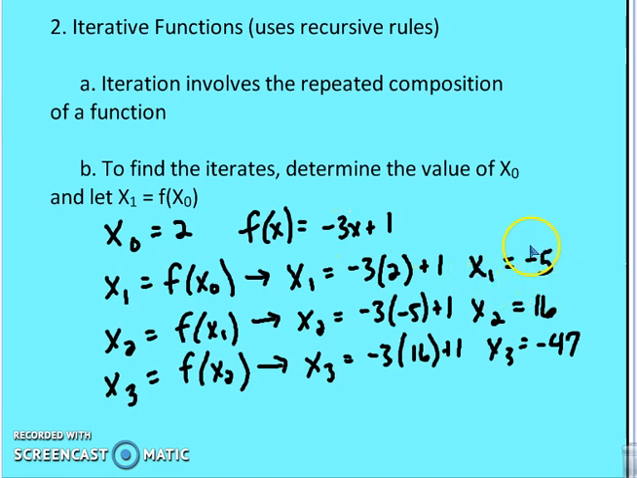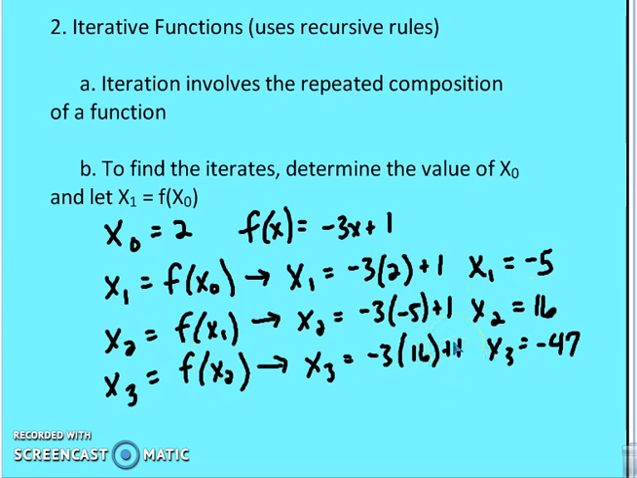Then I'm going to take the value for x sub 1 and substitute it into the function to find x sub 2. Negative 5 times negative 3 is 15. 15 plus 1 is 16. x sub 2 is 16. And I'm going to take x sub 2 and substitute it in for x in f of x to find x sub 3. 16 times negative 3 is negative 48, plus 1, negative 47.